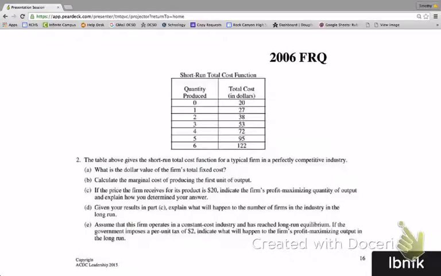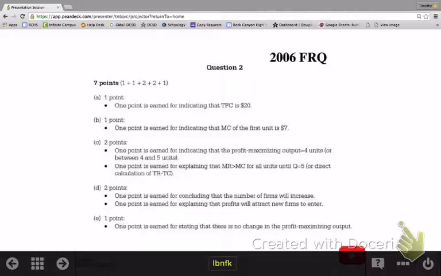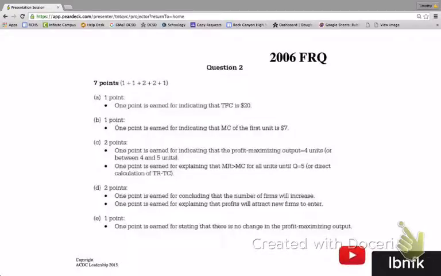Here is the free response question number 2 that appeared on the 2006 AP exam. You may wish to pause the video and see if you can practice this question and work it out correctly. Here is the rubric for that question. So if you worked it out and you practiced it, you can look at how you would earn your points for that question.